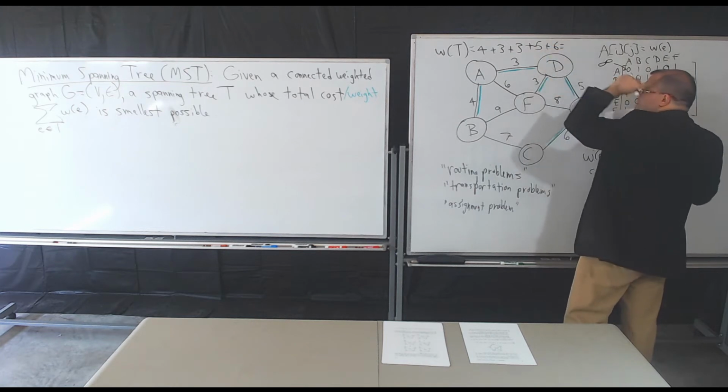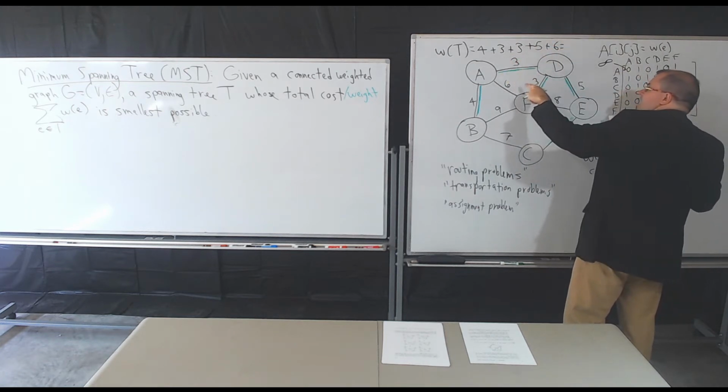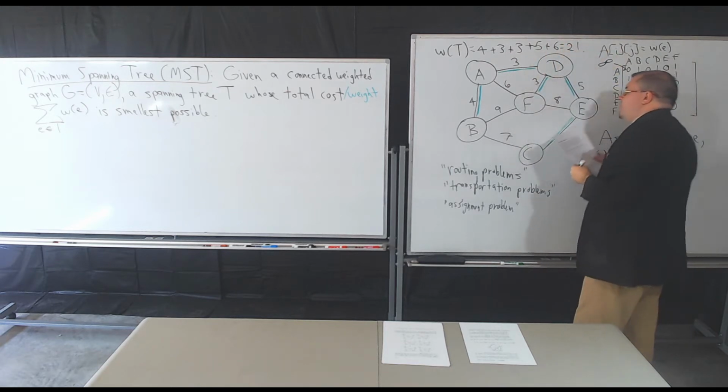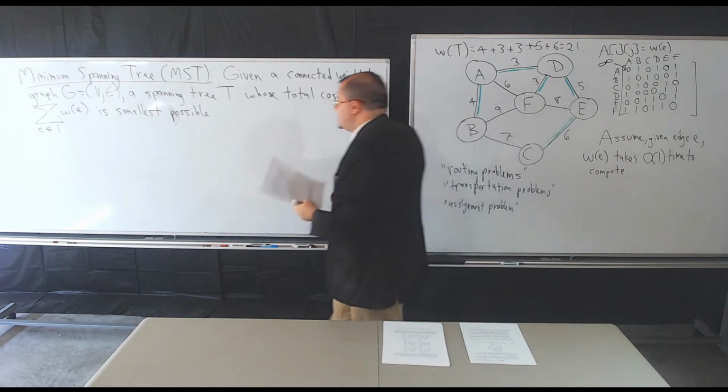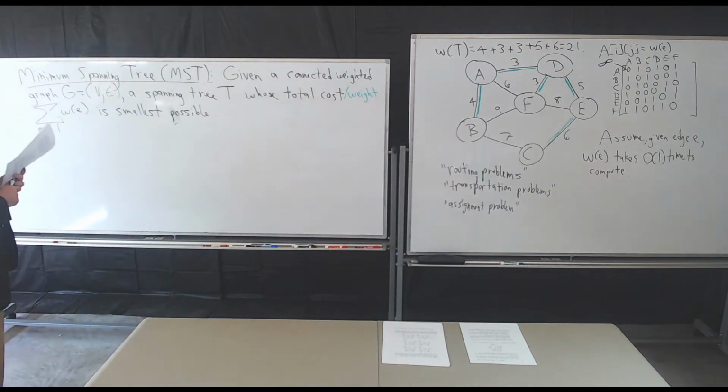So let's do some jogging for the noggin. So I got 6 plus 4 is 10. Then I got 11. So the total cost of this tree is 21. This is the smallest possible one you can make with this graph in mind.